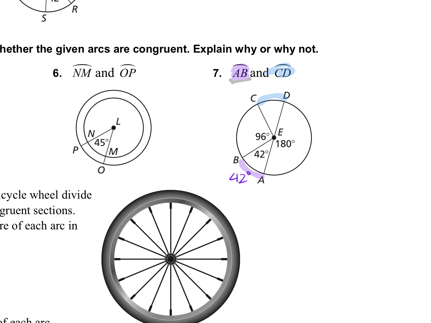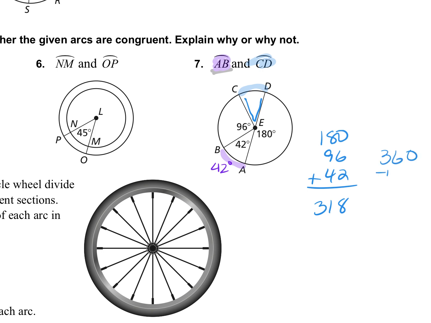Now, I have all of the other angle measures, so I can find this angle measure right here, which will also be the same as the arc measure. So I'm going to add 180, 96, and 42. And then once I get that sum, I'm going to subtract it from 360. So I get 318. And now 360 minus 318. And I get 42. So this angle is 42. And so is its arc.